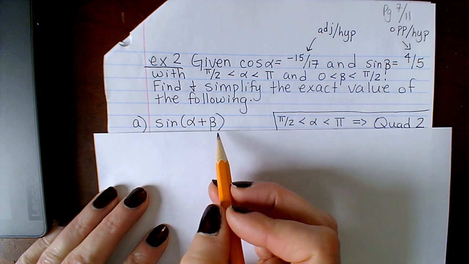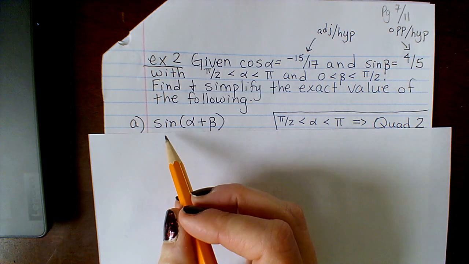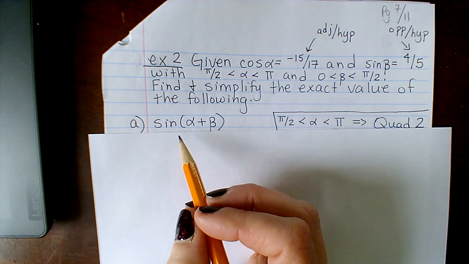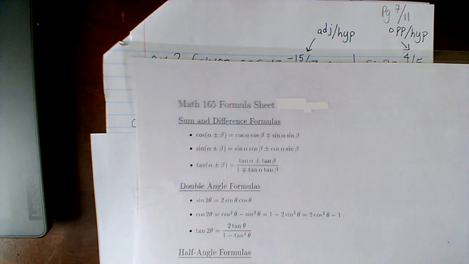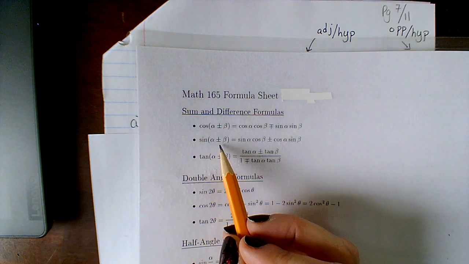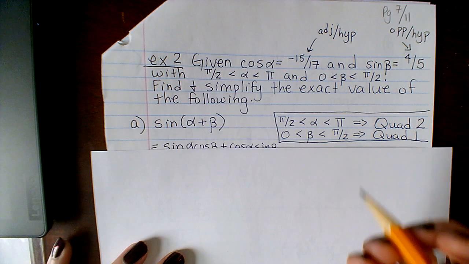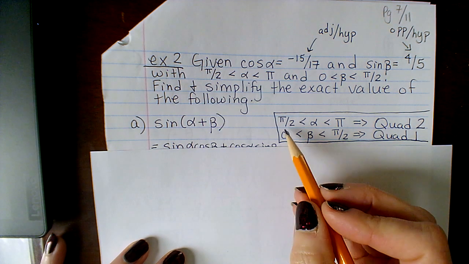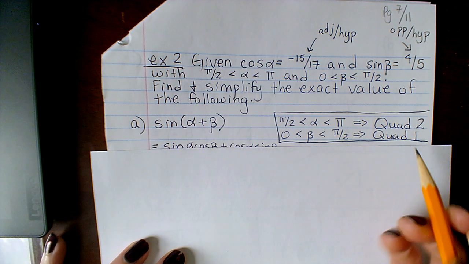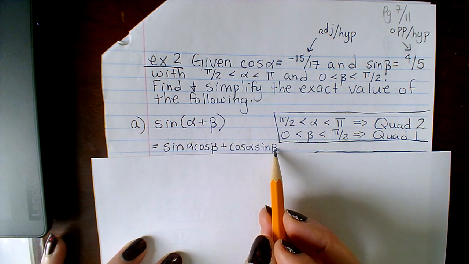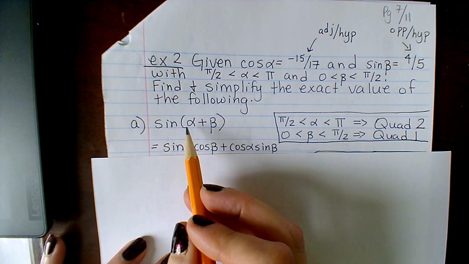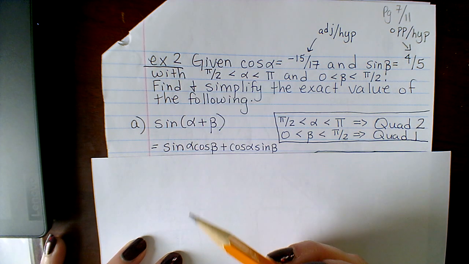So if we want to find sine of alpha plus beta, first and foremost, you cannot distribute trig functions. This is not just sine alpha plus sine beta. You want to refer to the formula sheet that I gave you for sine of alpha plus beta for that formula. So this is what I pointed out earlier, that this means that alpha is in quadrant 2 and beta is in quadrant 1. From the formula sheet, sine alpha plus beta is this formula. Do not distribute that sine function. It is very, very tempting, but you cannot do it.